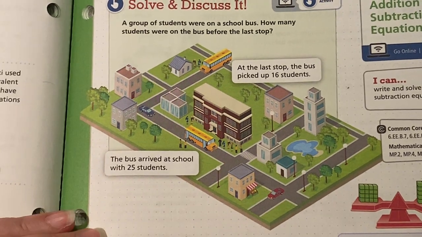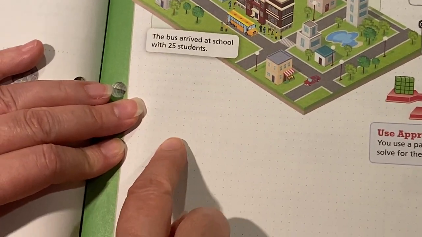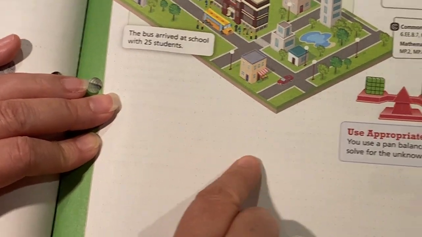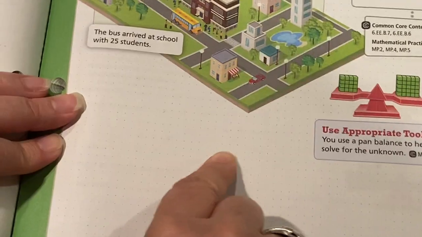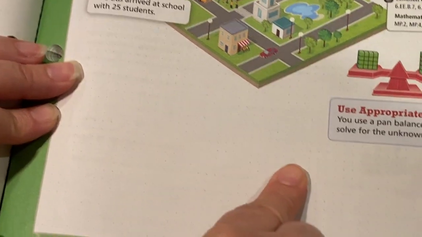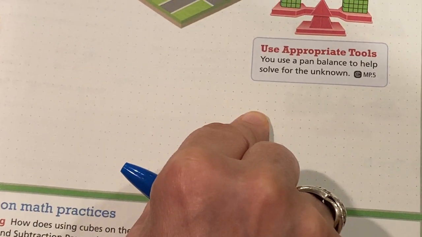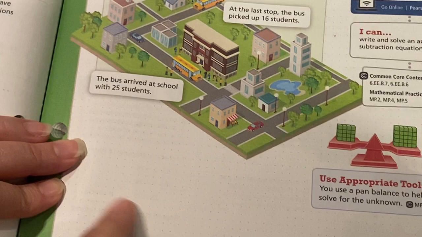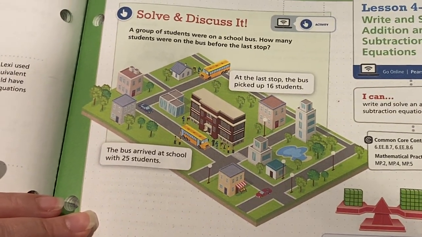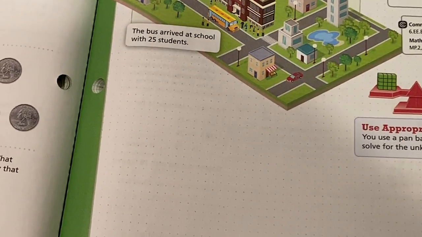So what's happening here is there's a certain amount of students that got picked up at this stop and that stop and the other stop. And then finally they get to the last stop and 16 more students get on the bus. And then it arrives at school with 25 students. So the question is, how many students were already on the bus when they got to that last stop? And what would that equation look like? What do you think?